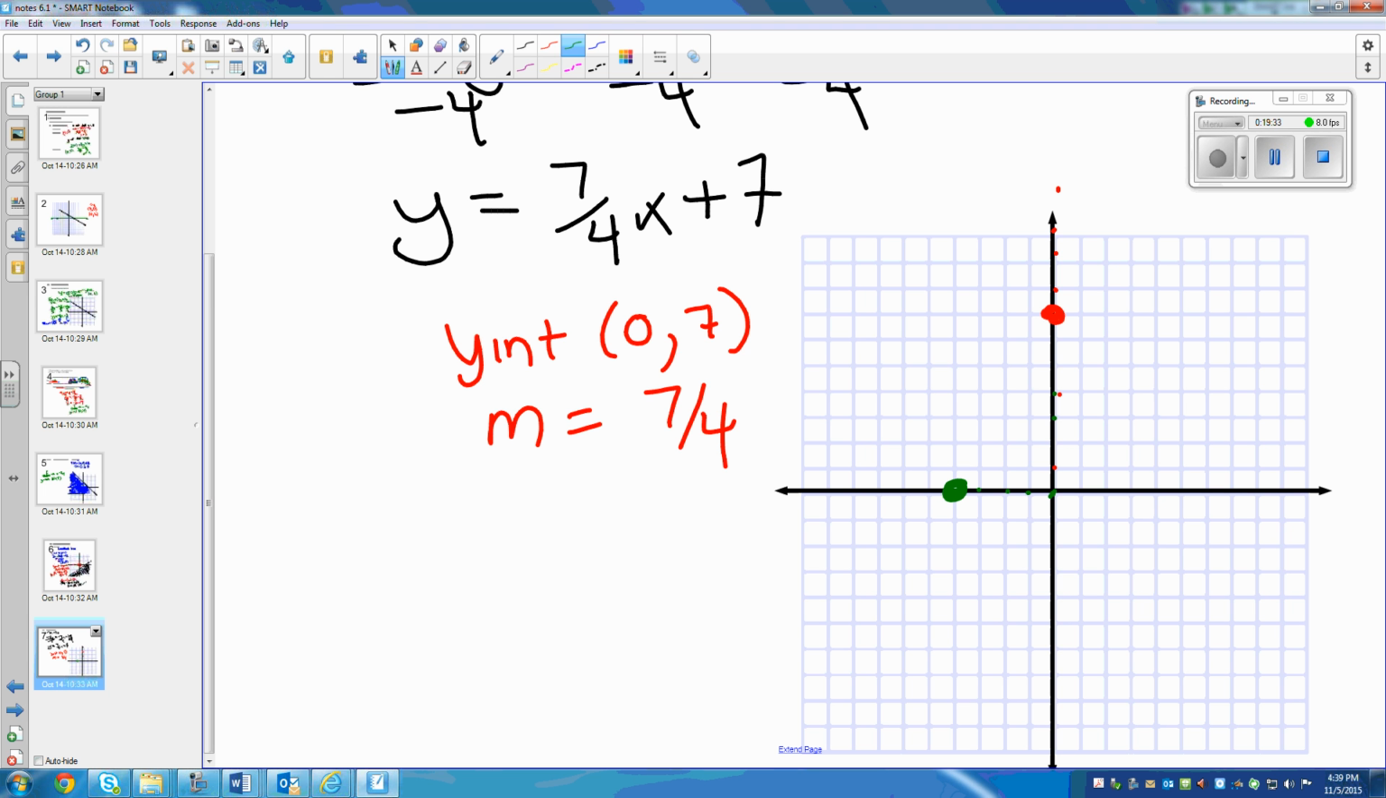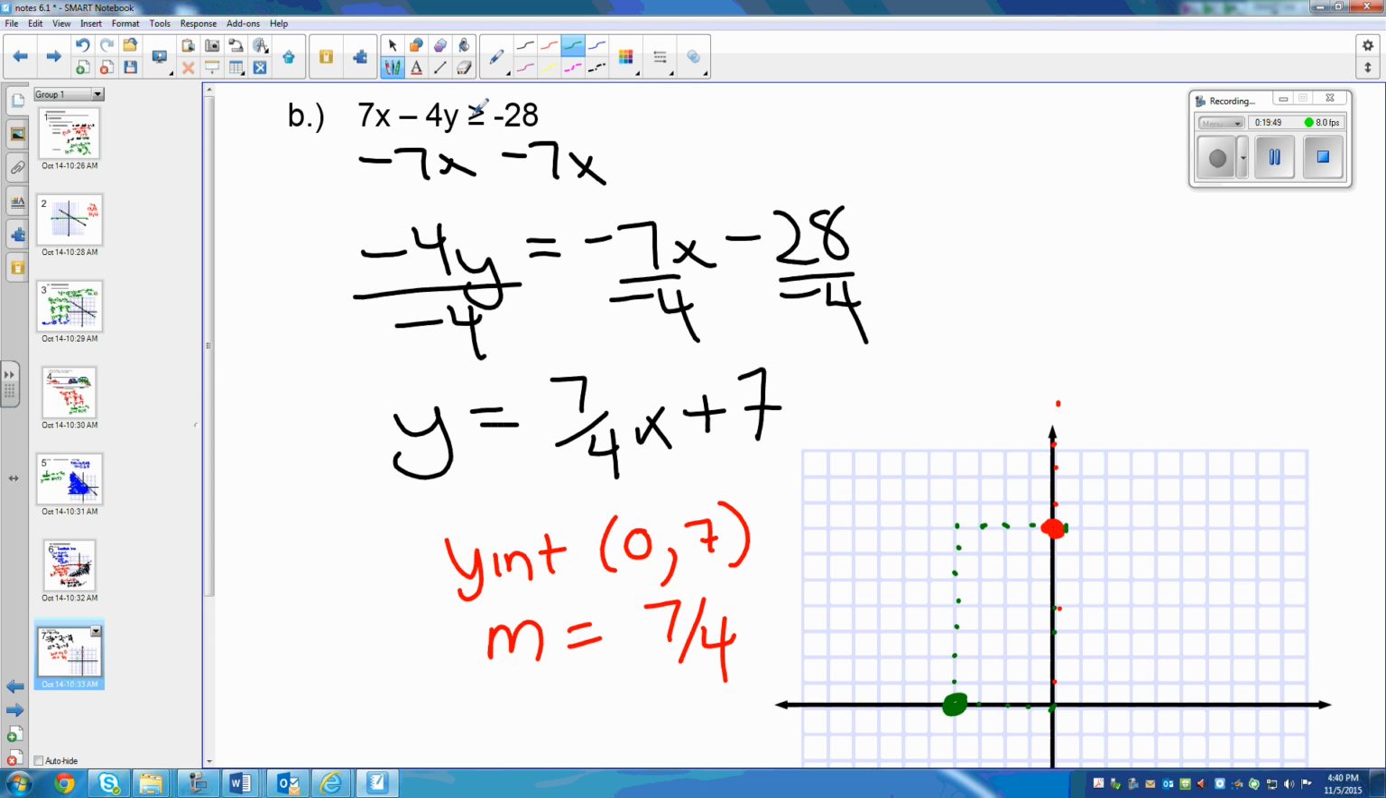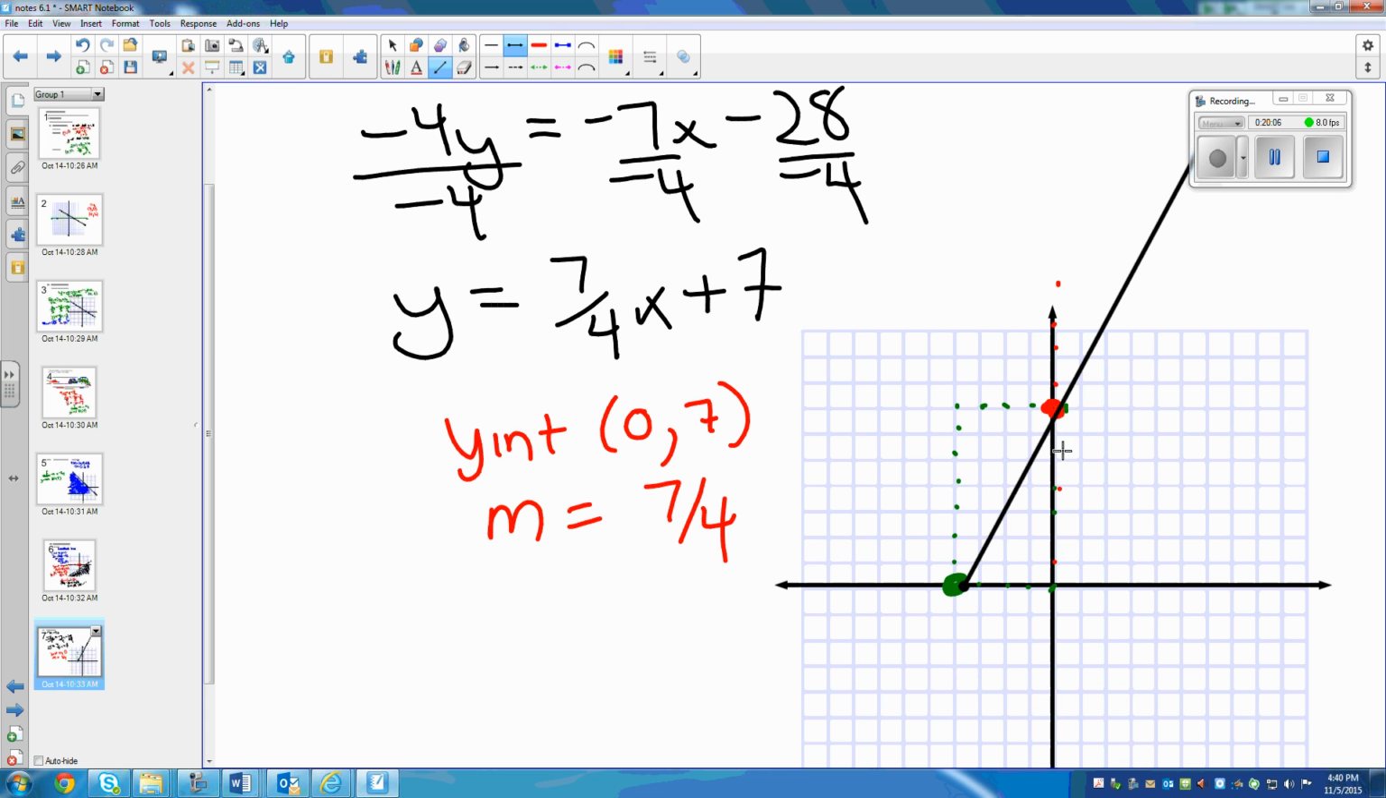And I can check, because from this point I can go up 7, 1, 2, 3, 4, 5, 6, 7, and over 4, and I get the slope that I'm supposed to. Now, do I draw a dotted line or a solid line? Take a peek. It's greater than or equal to, so we draw a dotted line. No. Equal to means solid line. My goodness. Draw up like that, and down like that. Hopefully you're using a ruler. Heads up, use a ruler, please.